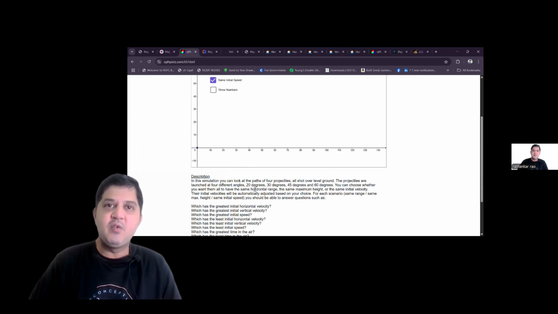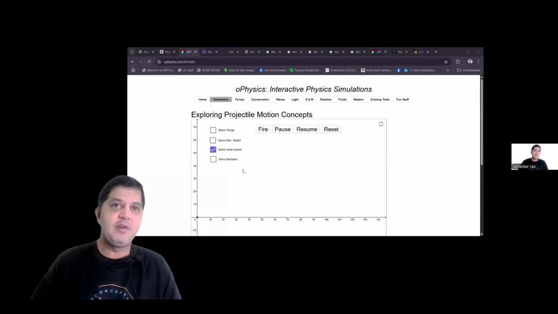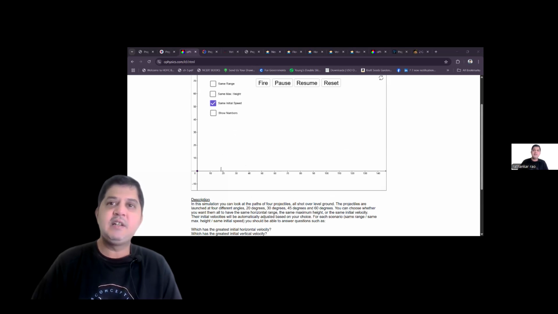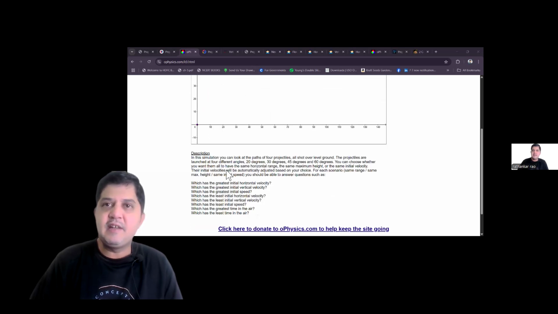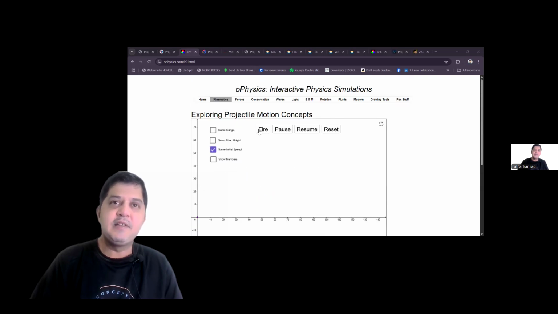In the simulation, you can look at the path of the 4 projectiles all shot over ground. Projectiles are launched at different angles, 20, 30, 45, and 60. 4 different angles you have. You can choose whether you want to have them all with the same horizontal range, or the same maximum height, same initial velocity. This is the summarizing part. So let us say this is your angle of projection, and what is on the y-axis? I think it is the same velocity. Let me just check it out.